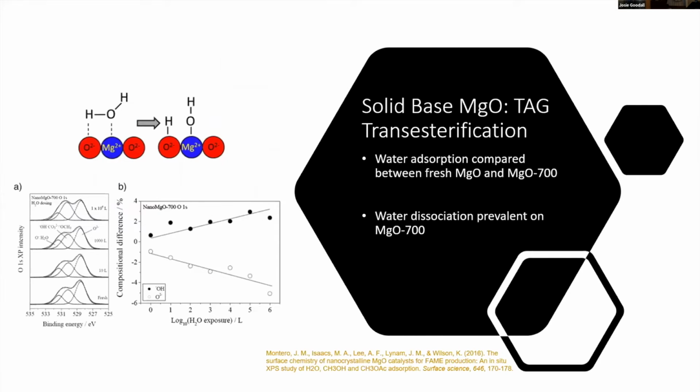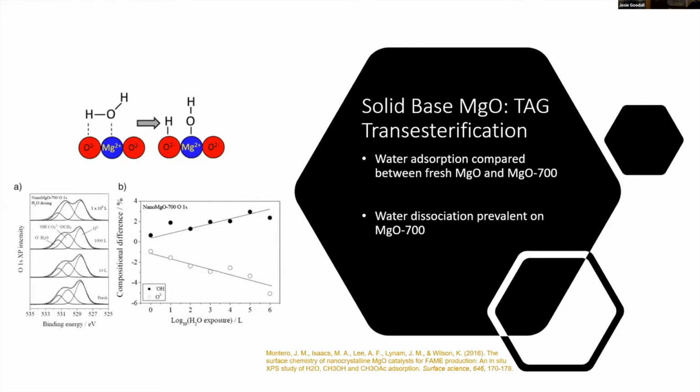So there were 3 molecules that were studied in terms of adsorbing and seeing how they interacted. The first one was water. This is commonly found in a lot of biomass feedstocks, to prevent lengthy separation procedures. You might just leave water in there. And looking at the dissociation on the nano MgO calcined at 700 degrees, you see a big increase in the amount of water on there.